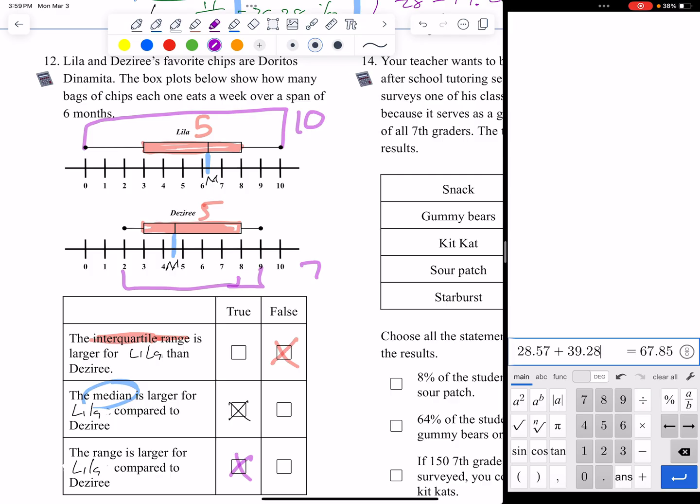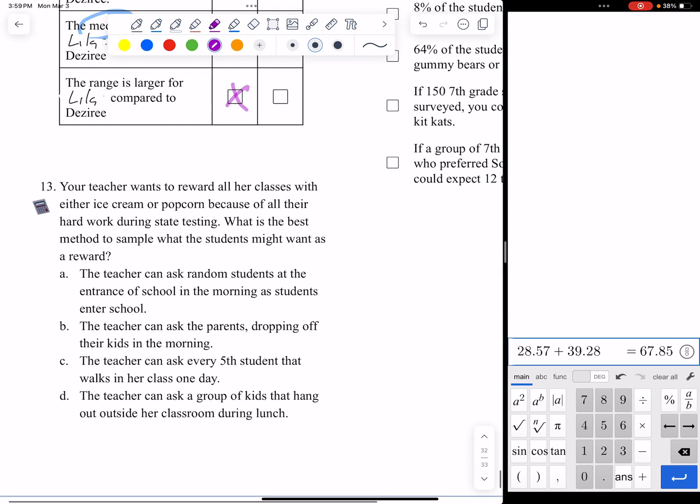Okay, number 13. Your teacher wants to reward all her classes with either ice cream or popcorn because of all their hard work during the state testing. What is the best method to sample what the students might want as a reward? Okay, so let's look at this. It's ice cream or popcorn, it's a reward, and it's all her classes, not the whole school, just her classes. So the teacher can ask random students at the entrance of school in the morning as students enter the school. Okay, I like the word random.